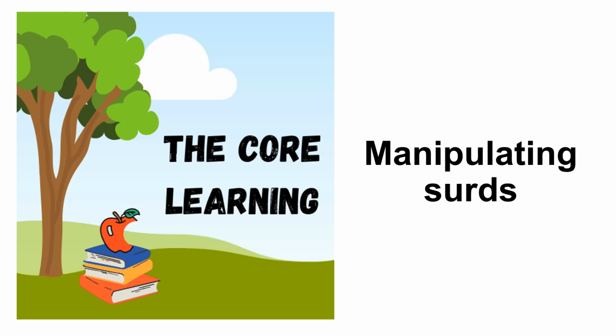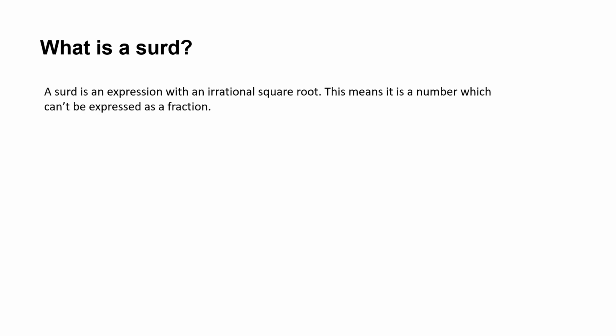Today we're going to be looking at manipulating surds. So the first question we need to ask is, what is a surd? Well, a surd is simply an expression with an irrational square root. So this means it's a number that can't be expressed as a fraction.